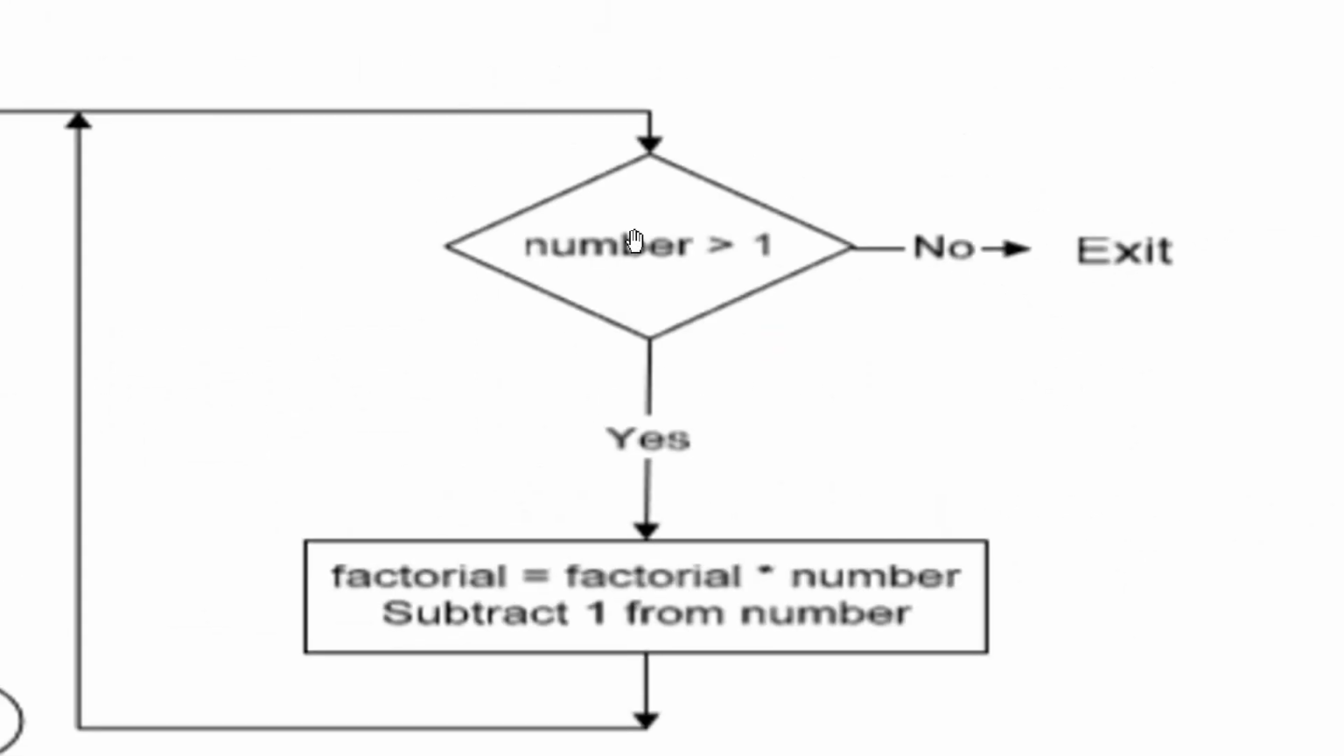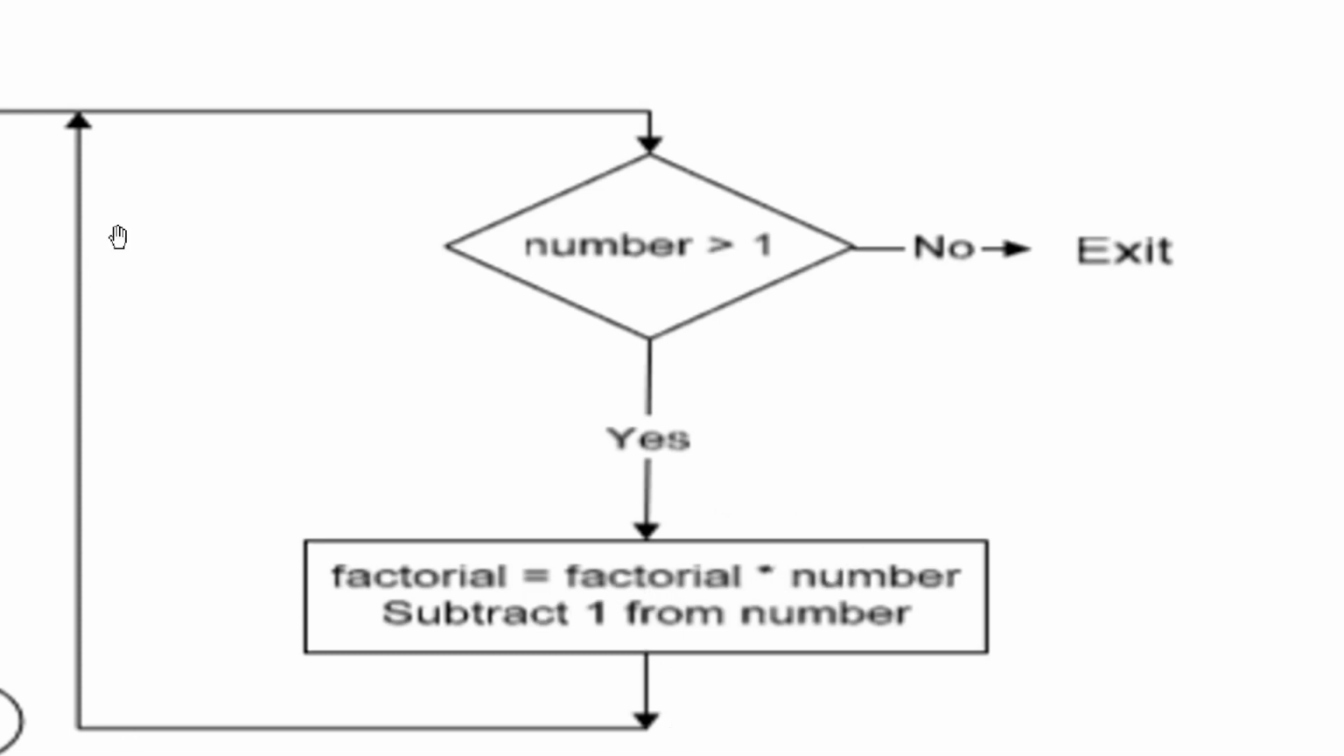Look at the condition, 4 is greater than 1. So yes, the new factorial will become the previous factorial, 5, multiplied by 4, so it will become 20. Now again subtract 1 from the number, so it will become 3. Is 3 greater than 1? Yes. So the new factorial is 20, the previous value, multiplied by 3, which is 60.